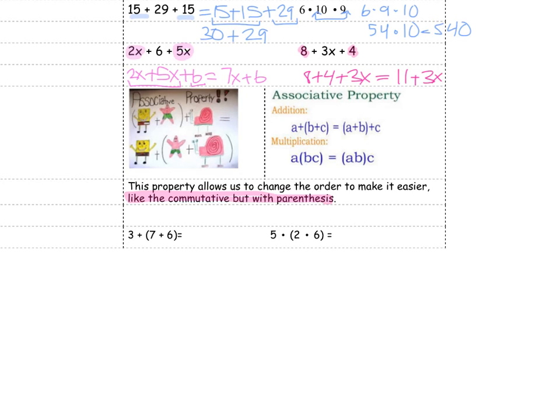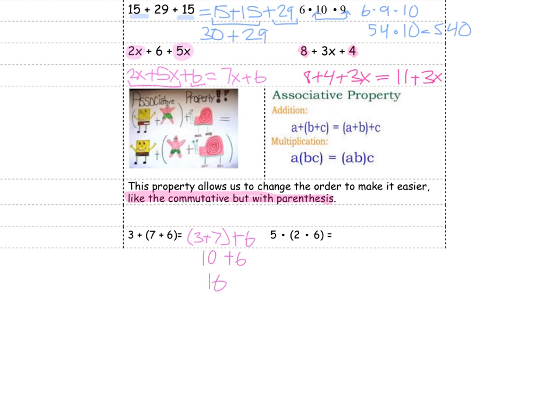So we have 3 plus parentheses 7 plus 6. So I'm going to move the parentheses to now say 3 plus 7. So I'm going to write 3 plus 7 plus 6. I'm going to erase these parentheses. So that makes it a little bit easier to see, right? So then we can see 3 plus 7 is 10, 10 plus 6, 16.